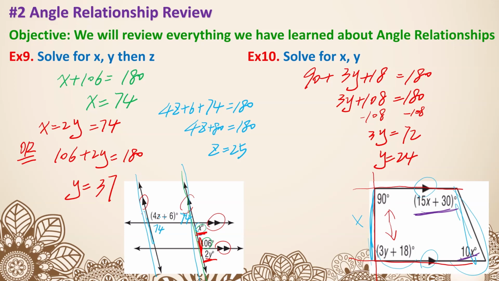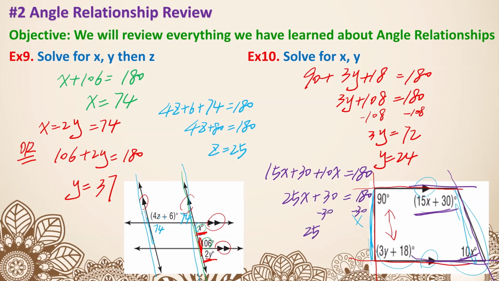As for the other side, the 15x plus 30 and the 10x don't have any relationship with any angle on the left side. That's actually a different transversal. Still the same parallel lines, but the transversal line is on the other side. And they're also going to add up to 180 degrees. So 15x plus 30 plus 10x is going to equal 180. We have 25x plus 30 equals 180. Subtract 30 over, 25x equals 150. That gives us x equals 6. And that is example 10.